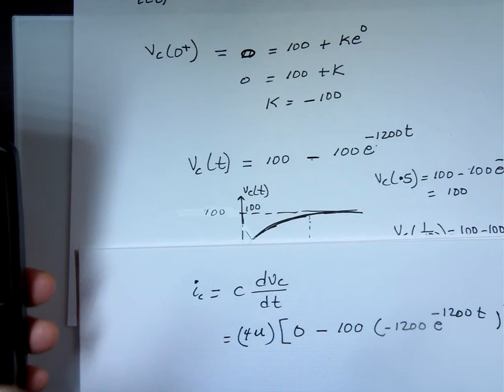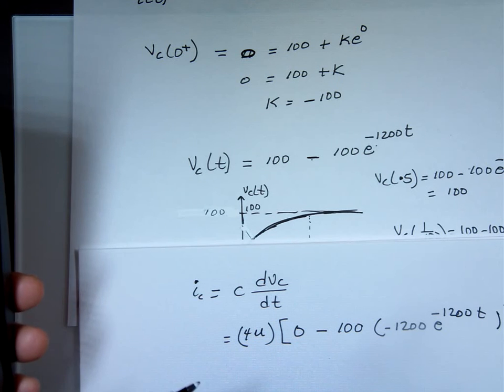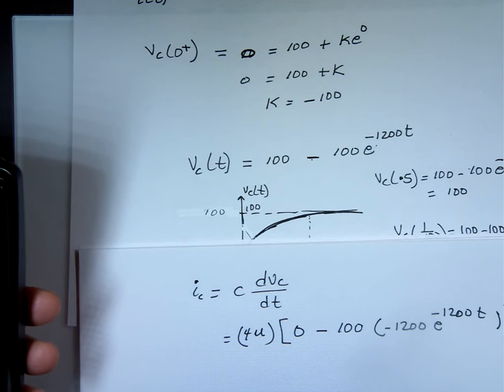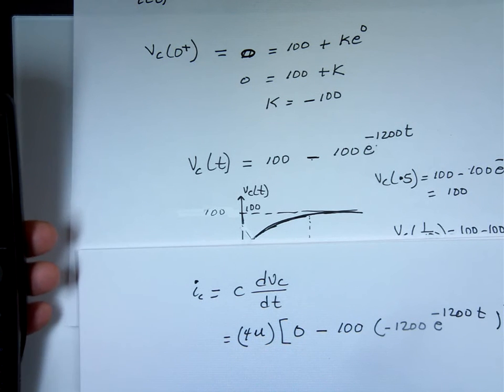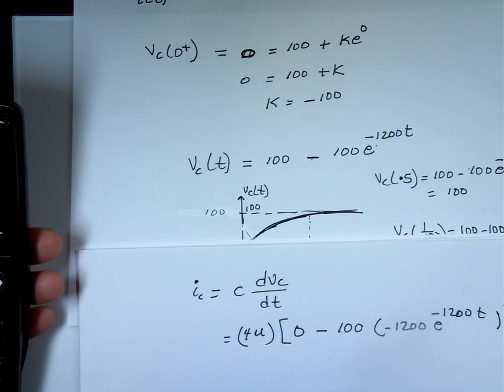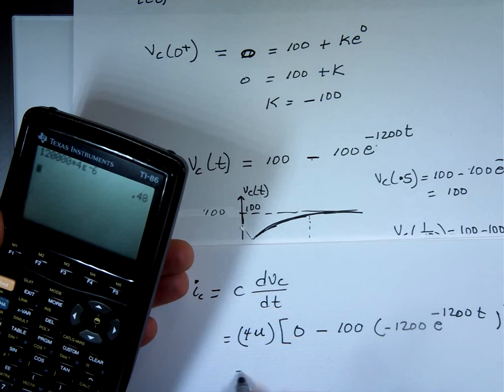Can't be right. 120,000, I'm sorry. Times 4 micro, I get some big number. 0.48, now that makes more sense.